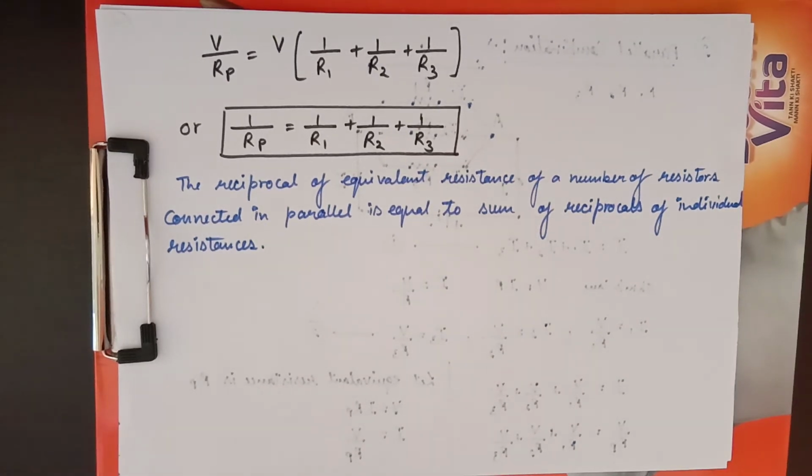Things to keep in mind: in series combination, the resistors are connected with one another end to end. So the value of current remains the same in the case of series combination, but in the case of parallel combination, current is divided among the resistors and the value of potential remains the same.